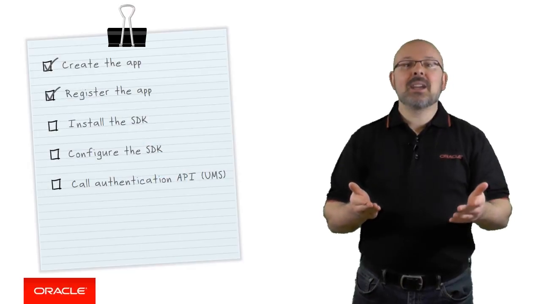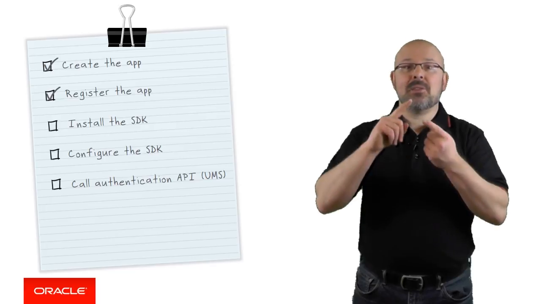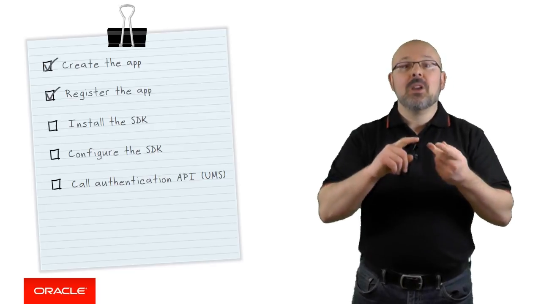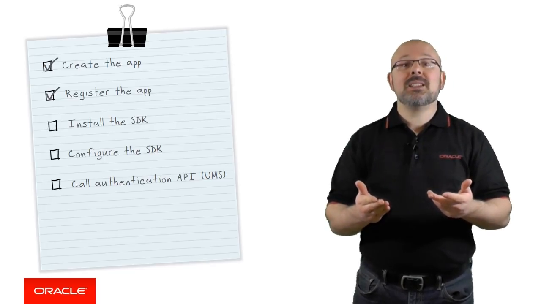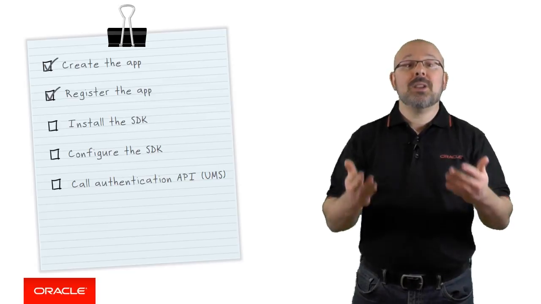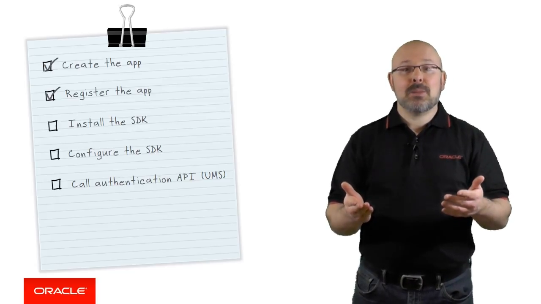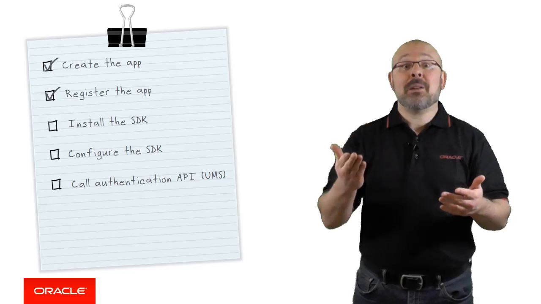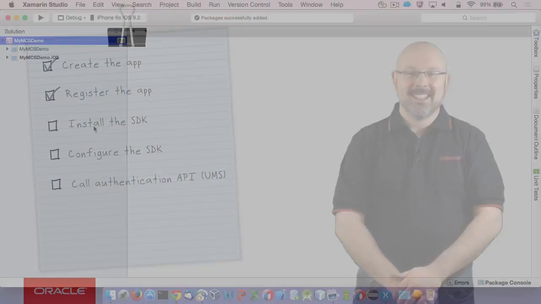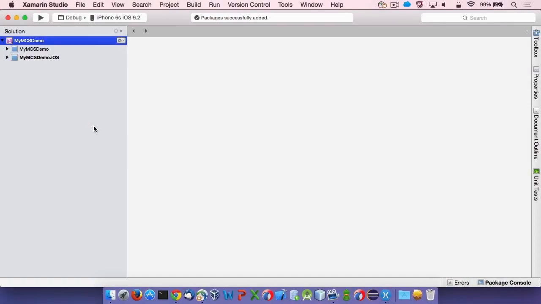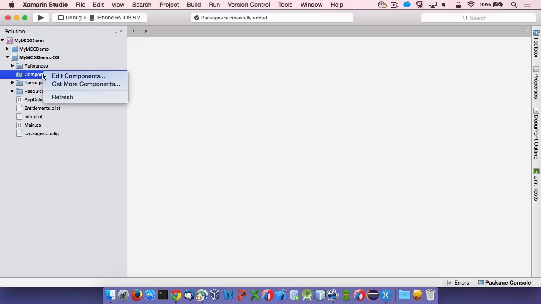Up to now, I created a new Xamarin app and registered it on MCS. The next step is to add the MCS SDK to it. This is very easy since the SDK has been packaged as a Xamarin component. To add the component to my project, I now open the iOS node for my application in the Component Explorer and then do a control click on the Components node. In the menu, I select the Get More Components option.